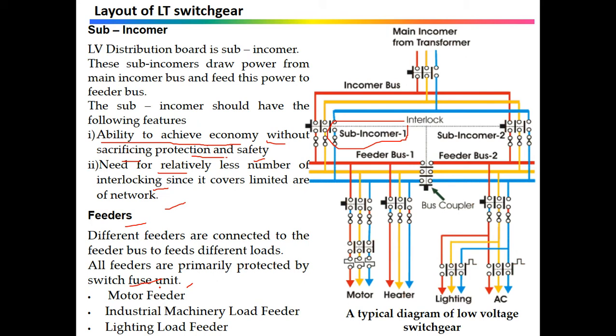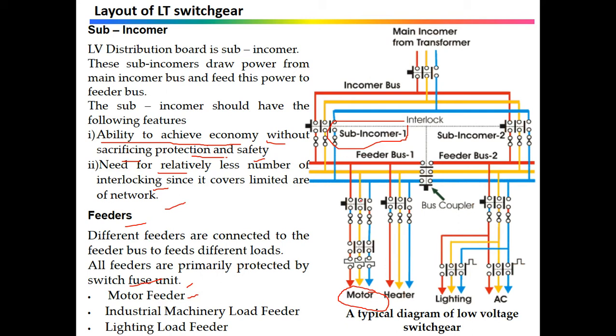Depending upon the type of load connected to the feeder, we have to choose different feeders. Let us take this motor feeder. This is the motor feeder, and it is connected with this feeder. This motor feeder should be protected against overload, short circuit, as well as overcurrent, up to locked rotor condition and single phasing. So all these have to be managed with this feeder bus.